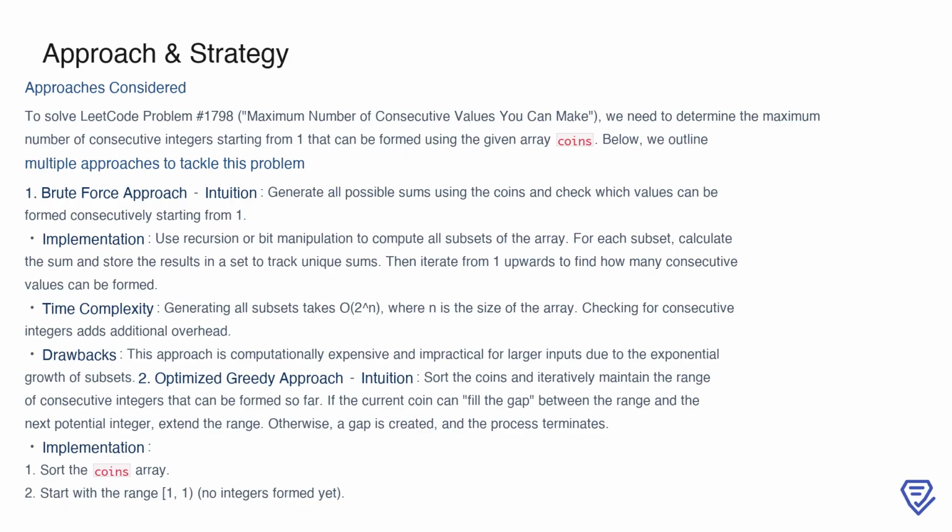Another approach, the optimized greedy strategy, takes a different route. By sorting the coins and maintaining a range of consecutive integers that can be formed, we iteratively extend the range whenever a coin can fill the gap. If a coin cannot extend the range, the process ends. This method is significantly more efficient and avoids the overhead of generating subsets.